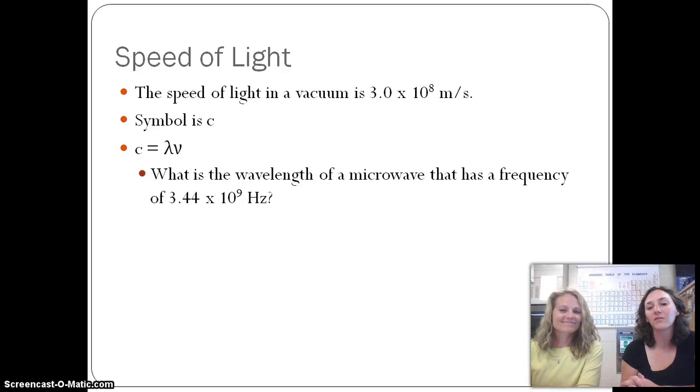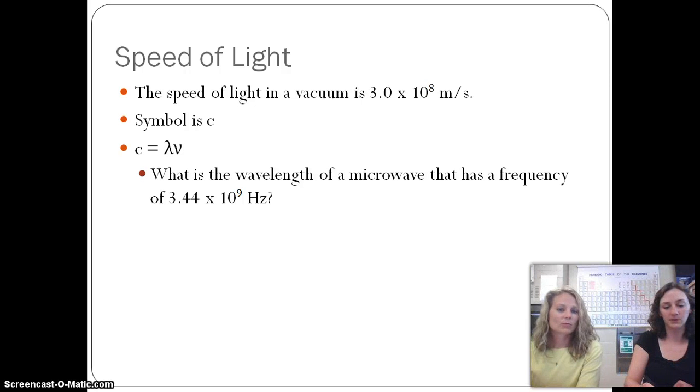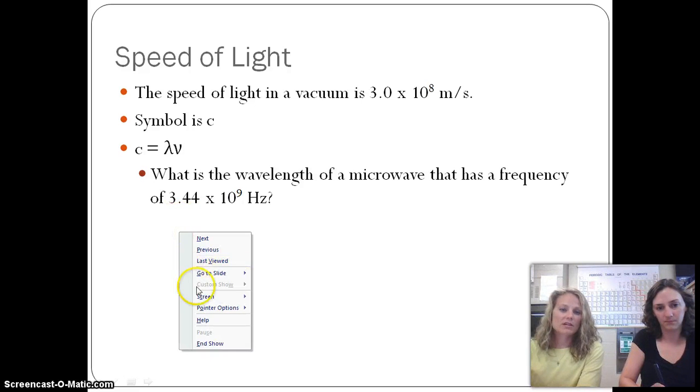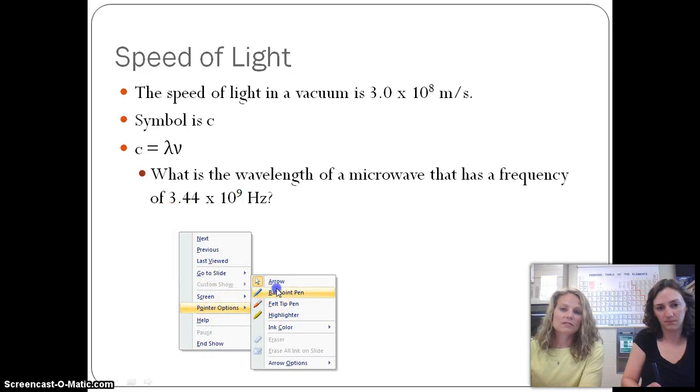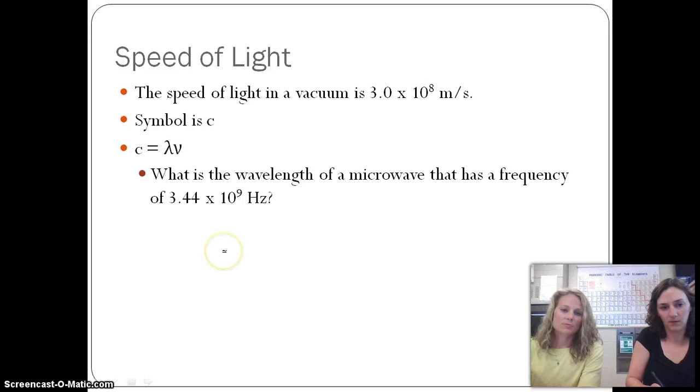What is the wavelength of a microwave that has a frequency of 3.44 times 10 to the 9th hertz? So we're going to fill in our equation here. Well, we always know c. It's always a known value, 3.0 times 10 to the 8th meters per second. There you go. So we always know c.